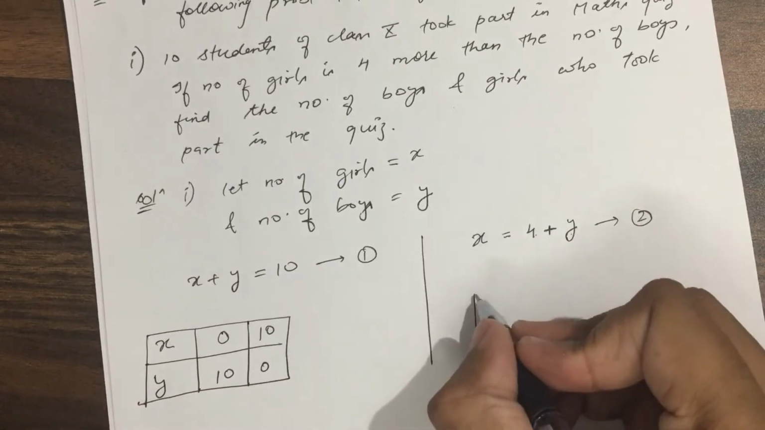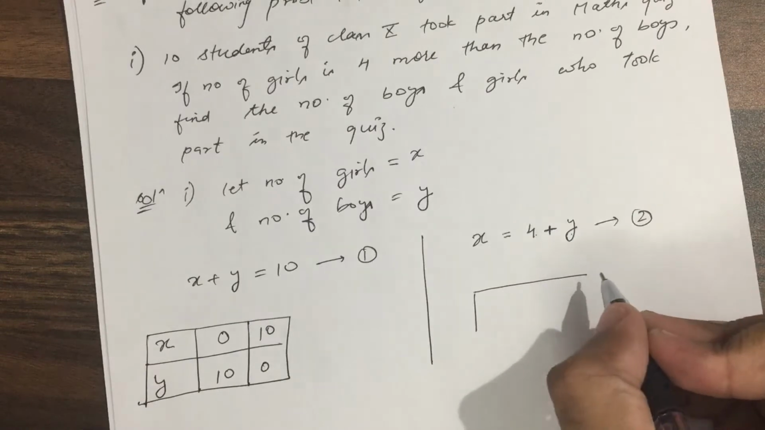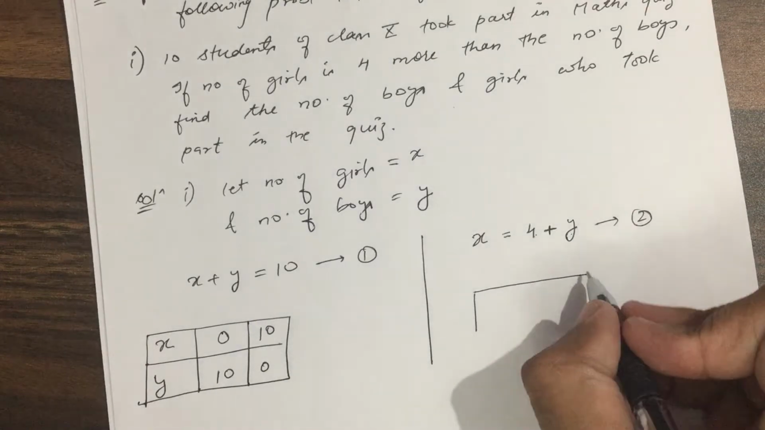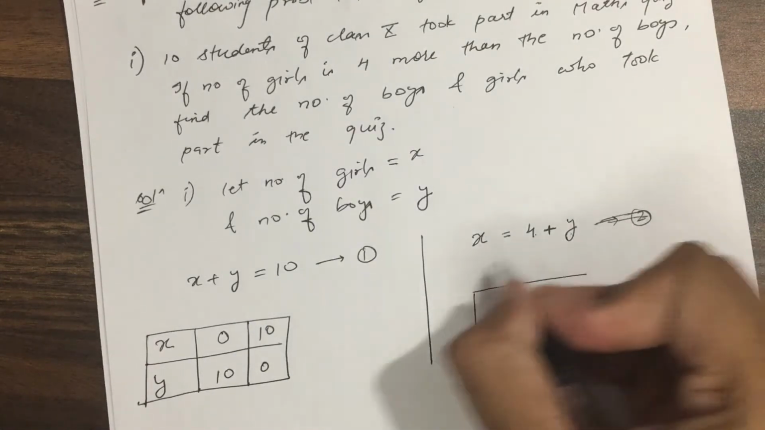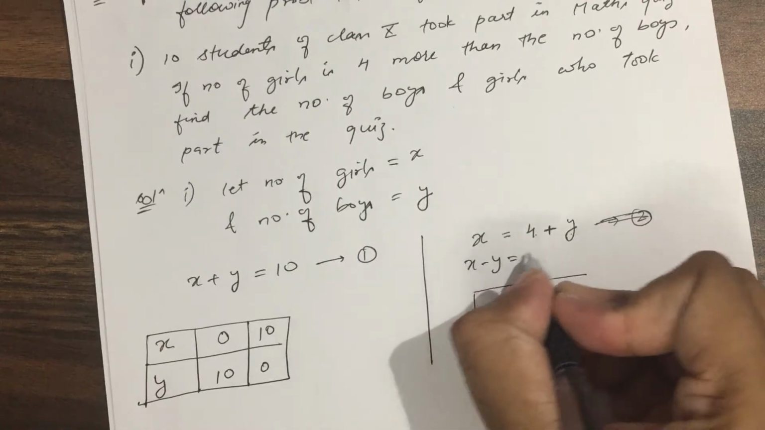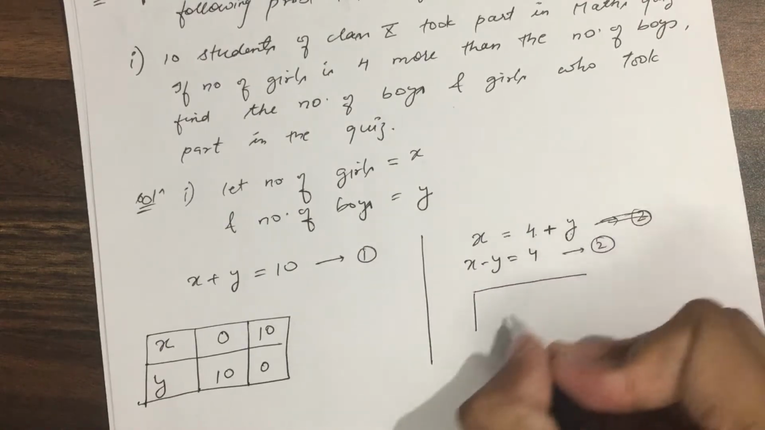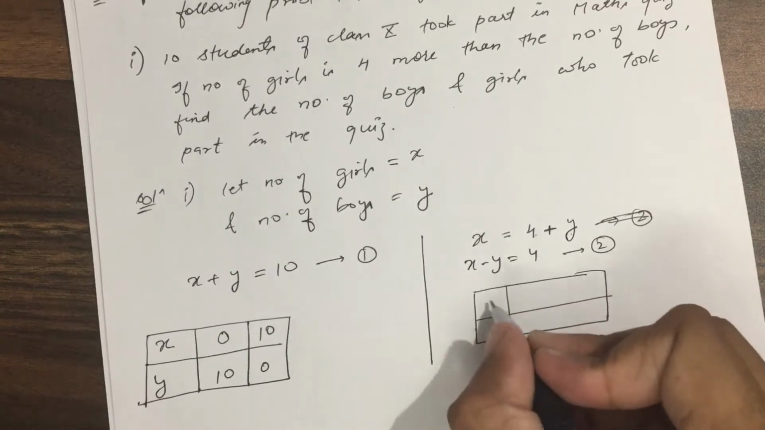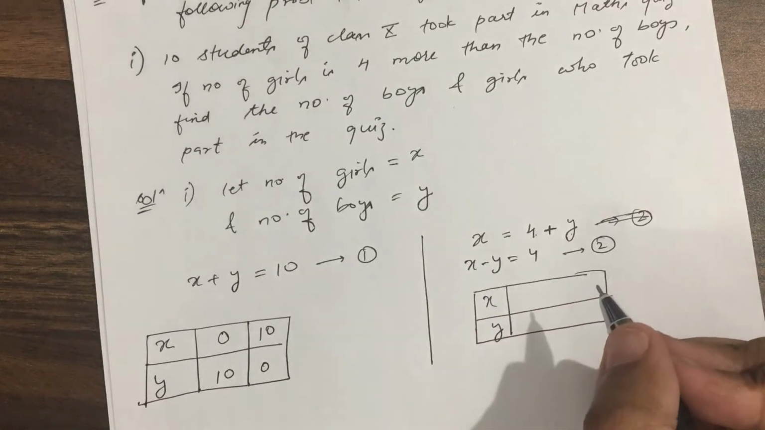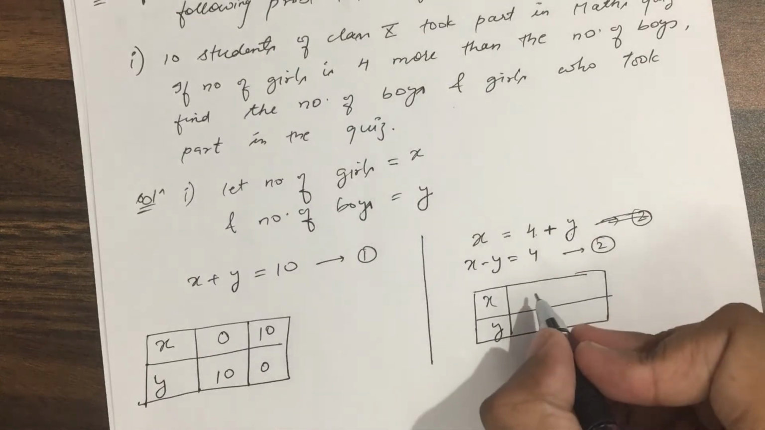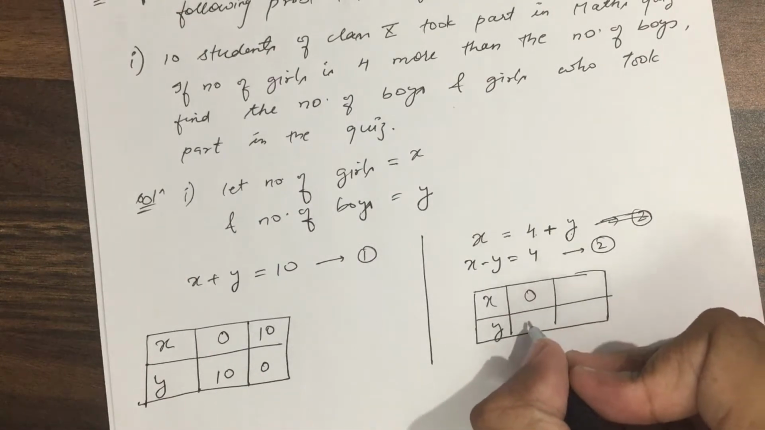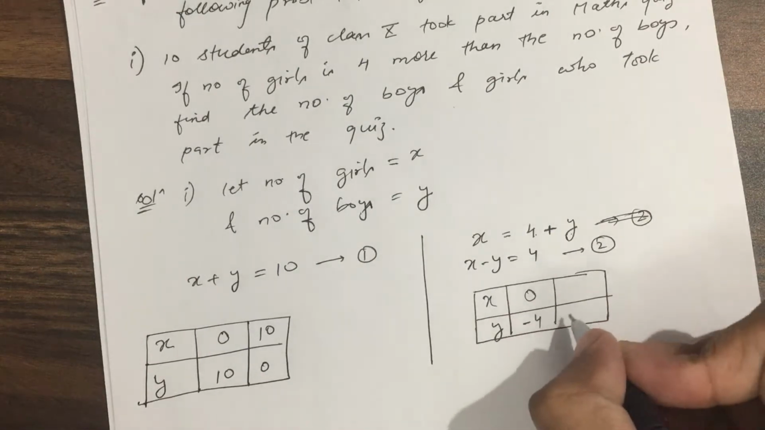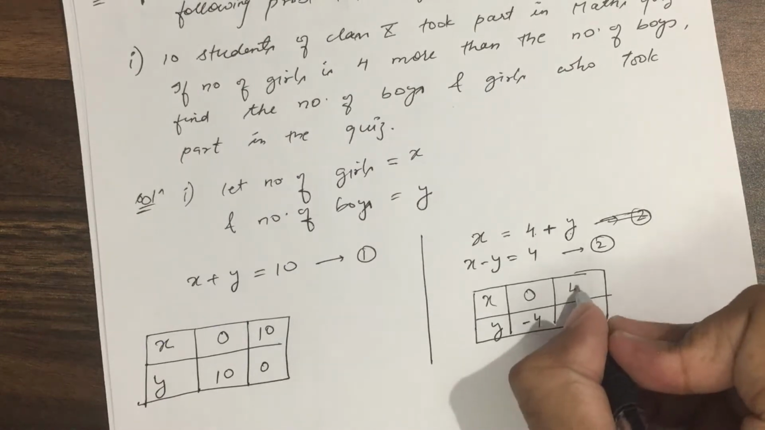The second equation can be written as x minus y equal to 4. Now when x is equal to 0, y will be equal to minus 4, and when y is equal to 0, x will be equal to 4.